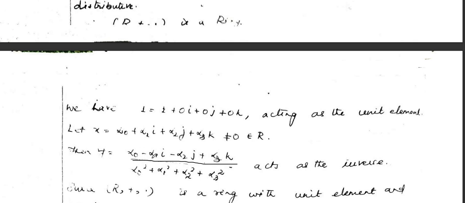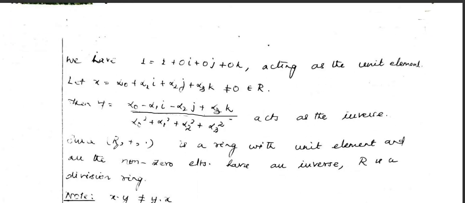So alpha naught minus alpha 1 i minus alpha 2 j minus alpha 3 k upon alpha naught square plus alpha 1 square plus alpha 2 square plus alpha 3 square. So this divided by this will act as the inverse. So we have this R under plus and dot to be a ring with unit element, and the non-zero elements have inverse, and this is a division ring.